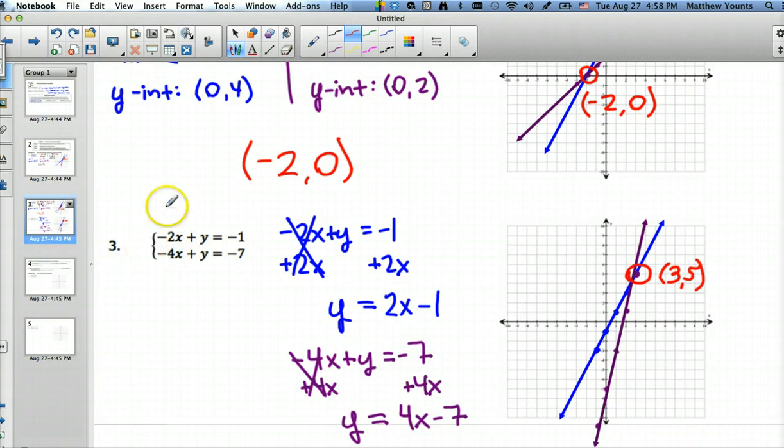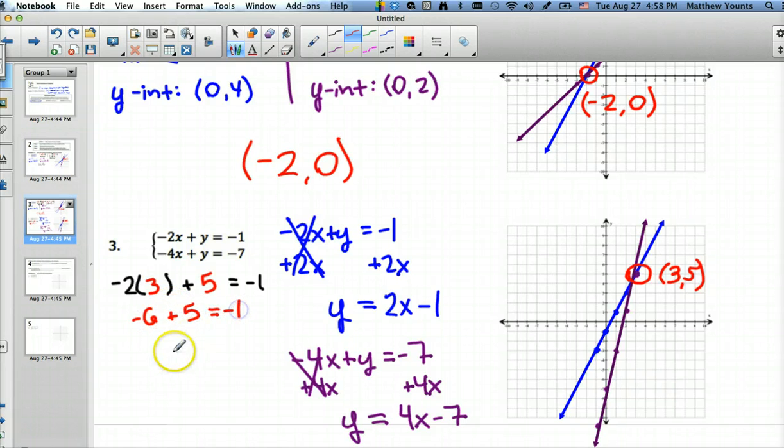So that means if we plug a 3 in for x and a 5 in for y into the top equation, that should check out. Okay, so negative 2 times 3 is negative 6, and then when we add in 5, that gives us negative 1.